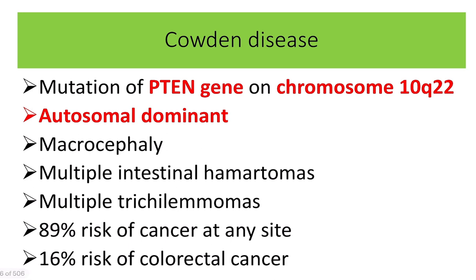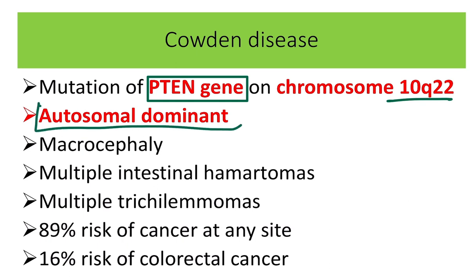So Cowden disease, it is the PTEN gene mutation. The PTEN gene mutation in case of Cowden disease usually occurs in chromosome number 10, and it is an autosomal dominant condition.